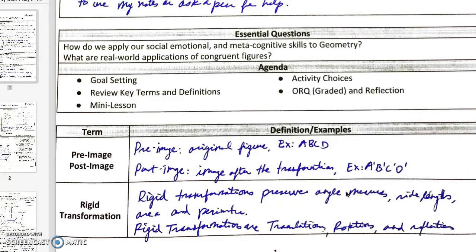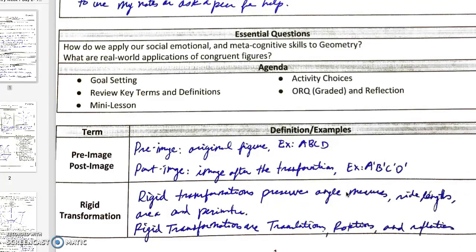Then you also have your post-image. Your post-image is your image after the transformation has occurred. So for example, you would have A prime, B prime, C prime, D prime, or if there have been multiple transformations, you might have something like A double prime, B double prime, C double prime, D double prime.